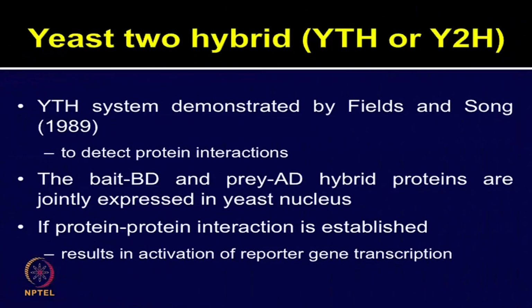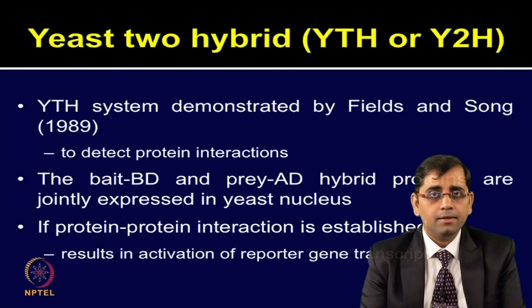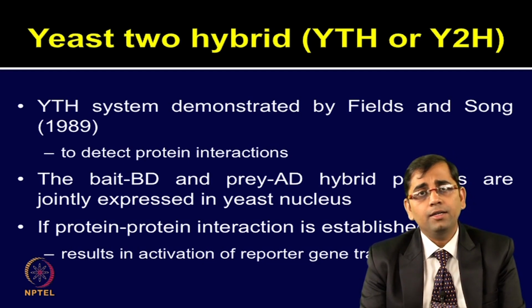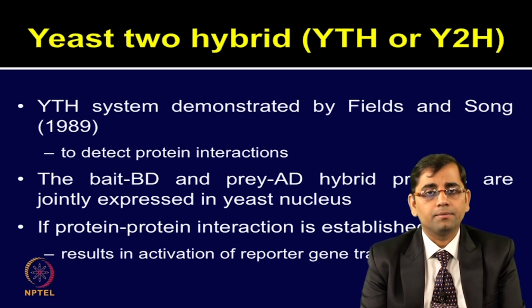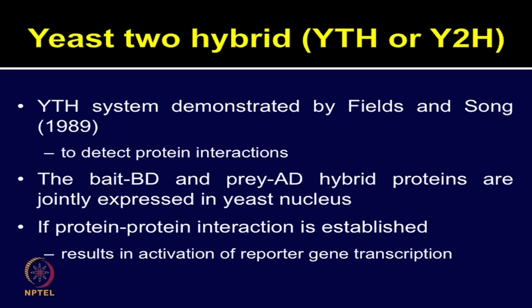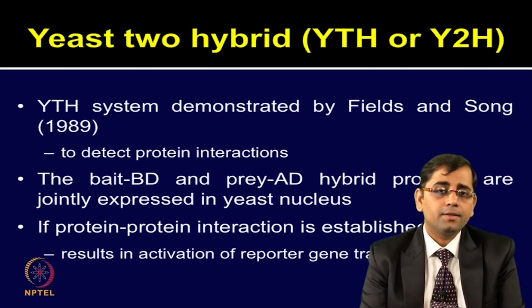So, the successful interaction of bait and prey protein activates the transcription of reporter genes. The yeast two-hybrid system was first demonstrated by scientists Fields and Song in 1989 for studying protein interactions. Since then, this approach has been widely used in different organisms for various types of biological questions. In general, the yeast two-hybrid system uses bait binding domain and prey activation domain. These hybrid proteins are jointly expressed in the yeast nucleus.